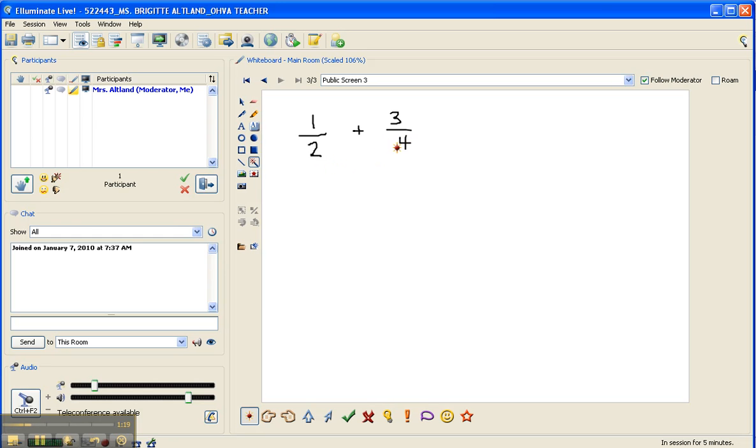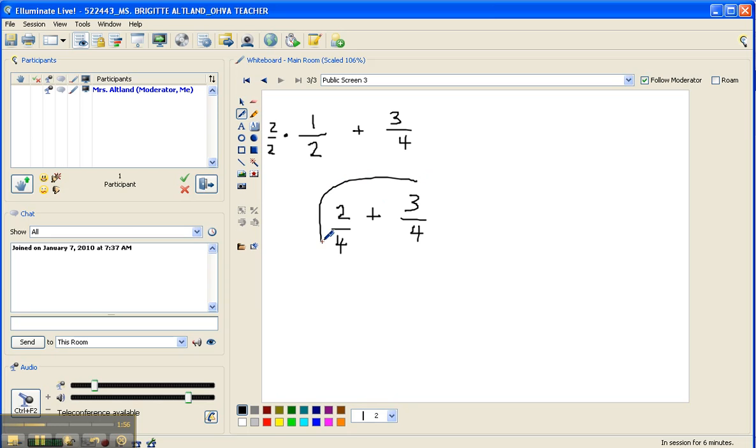4 times 1 would be 4, so 4 can be multiplied into itself. 2 times 2 would be 4. So they can both be multiplied to make 4. So in this one, we don't actually have to change it because it already has a denominator of 4. In this one, we're going to multiply top and bottom by 2 in order to get that 4 on the bottom. Remember, whatever you do to the denominator, you have to do the same thing to the numerator. So you end up with 2/4, which is an equivalent fraction. 1/2 and 2/4, I'm sure you recognize that as equivalent fractions. Now we have common denominators.